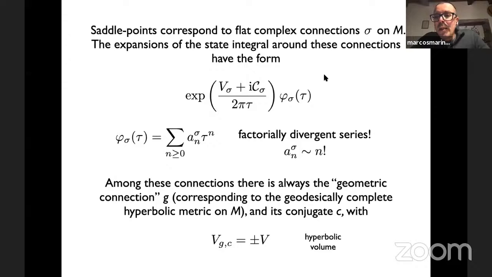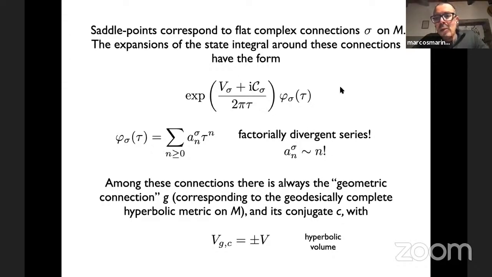When you expand this state integral around these points, you expect to have the general structure of one of these expansions. So what you expect to have is an exponential term, which essentially is the evaluation of the classical action at this flat complex connection divided by the coupling constant tau, times a formal power series in the complex constant tau, which is given in this way. So notice that for each flat complex connection, you will have a different expansion. This expansion is going to involve coefficients which actually diverge factorially. Again, this is the typical generic situation in any quantum theory. Your perturbative series will diverge factorially.